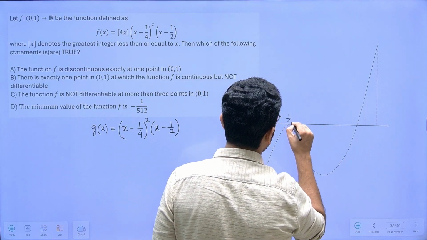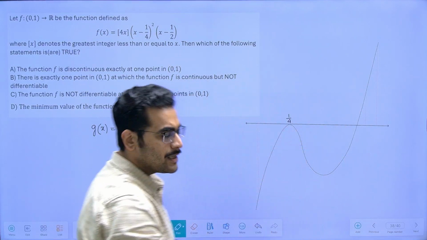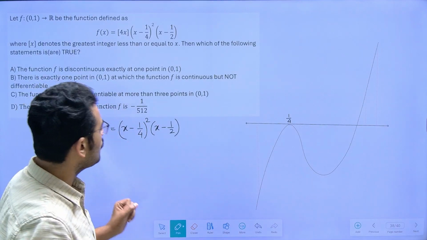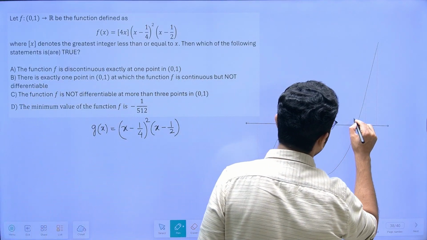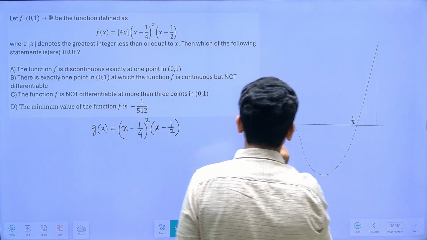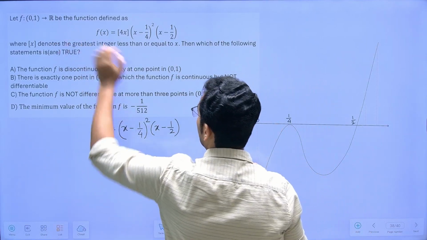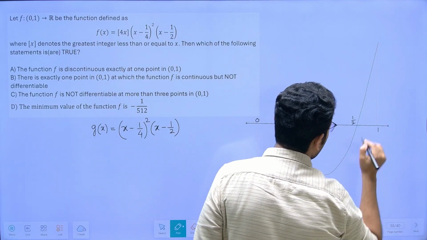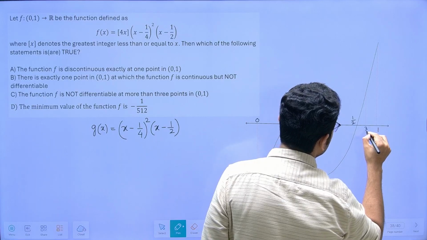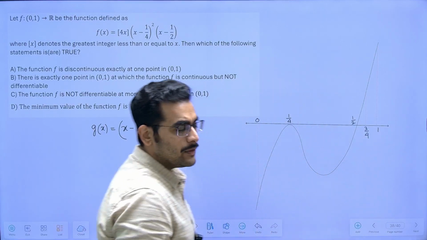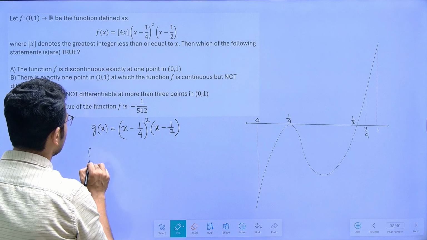This is going to be 1/4 where it will touch the x-axis because there is a repeated root at 1/4, and 1/2 is a single root. So 1/2 is here and say x equal to 0 is here, domain is 0 to 1, and one more point let us take is 3/4. Now we'll analyze the function f(x).